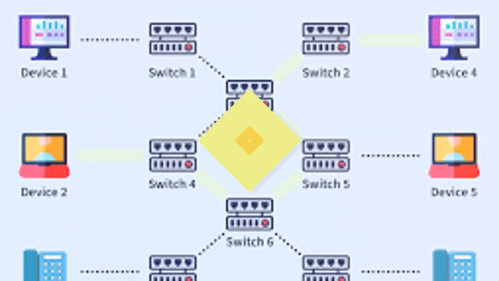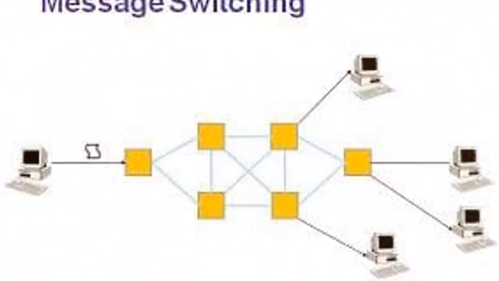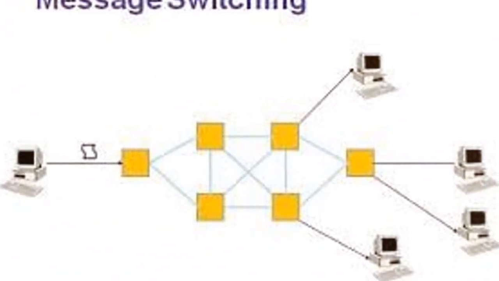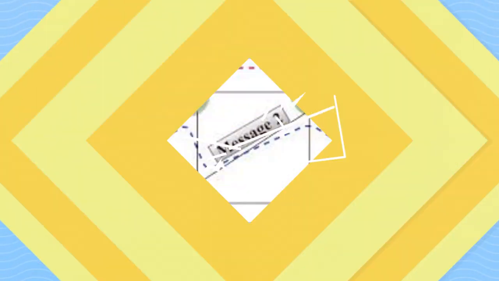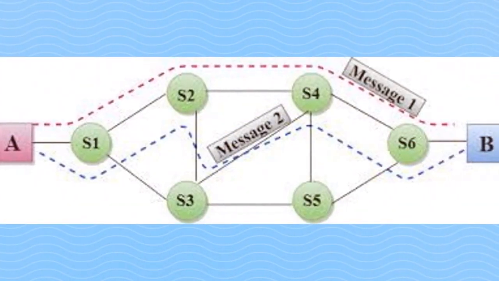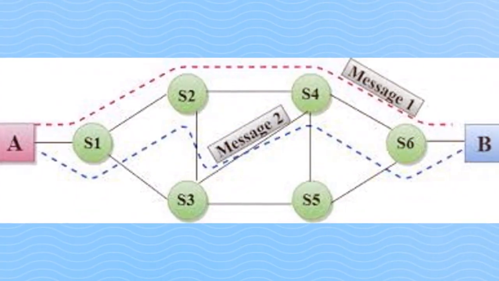Last is message switching. So what is message switching? In this method, entire messages are sent from one device to another, hopping between intermediate devices. Each device stores the entire message before forwarding it. It's slower than packet switching and rarely used today, but it was popular in early telegraph networks.